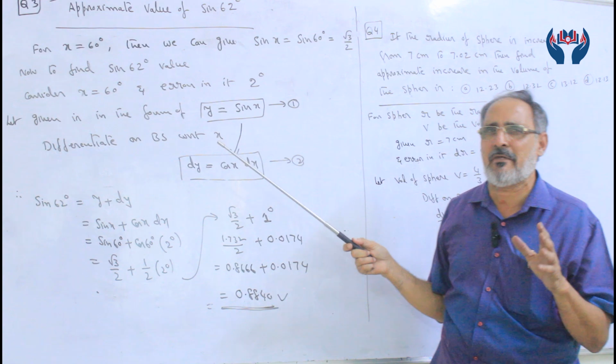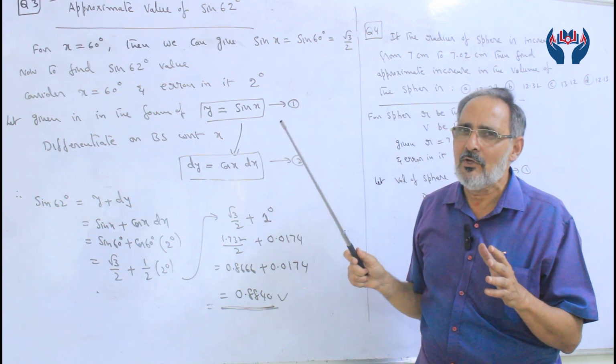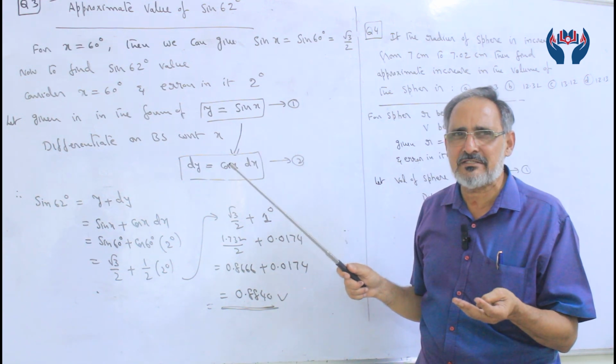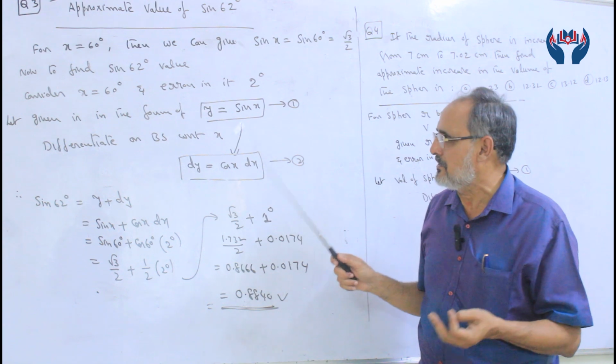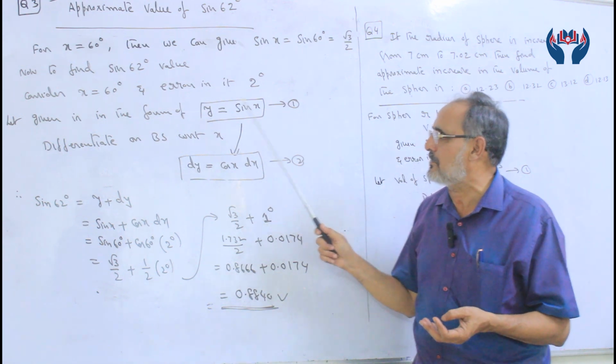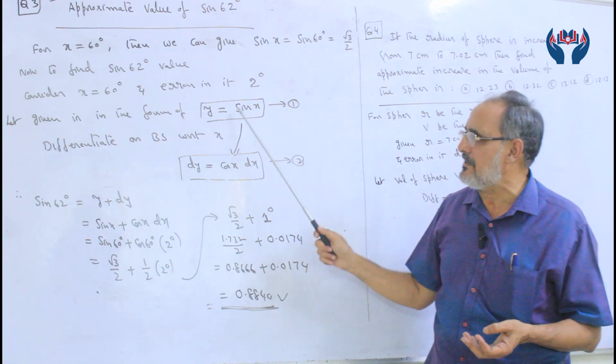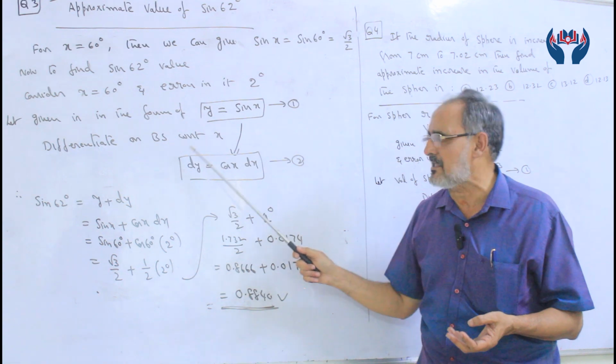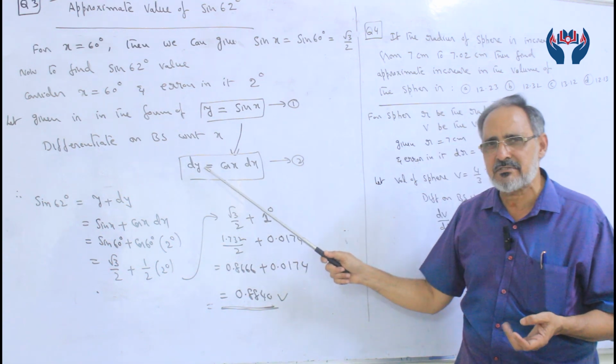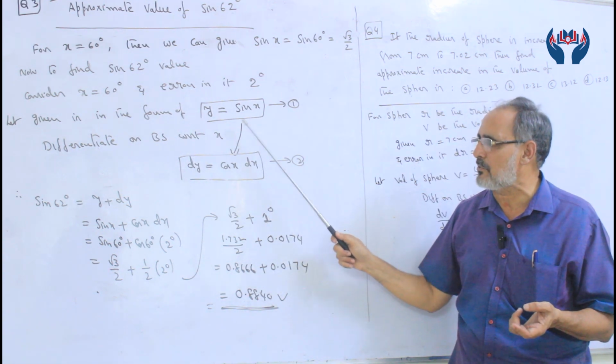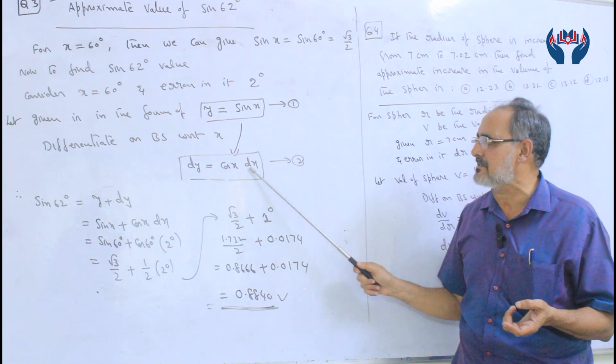First question what I am explaining, y equal to root x model. Second question is y equal to cube root x model. Now the third is y equal to sin x model. So y equal to sin x means differentiate on both sides with respect to x. That comes dy by dx equal to cos x, dy equal to cos x dx.